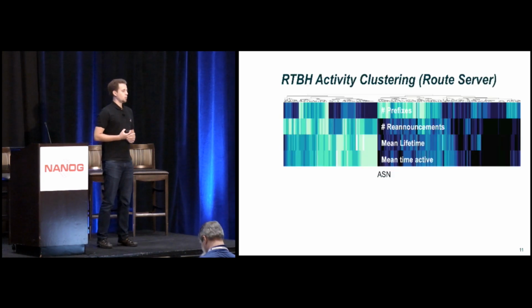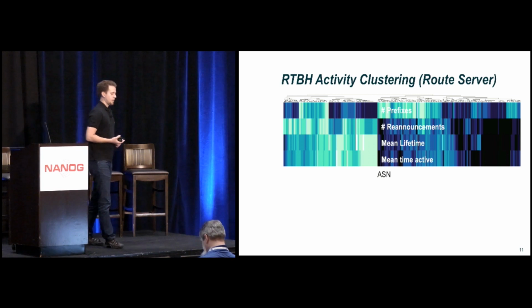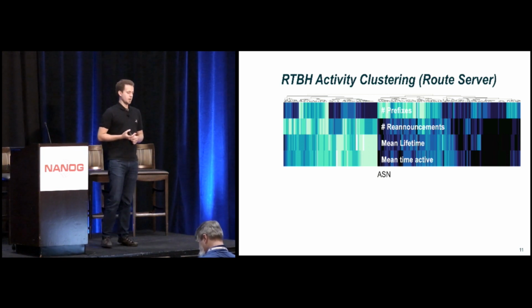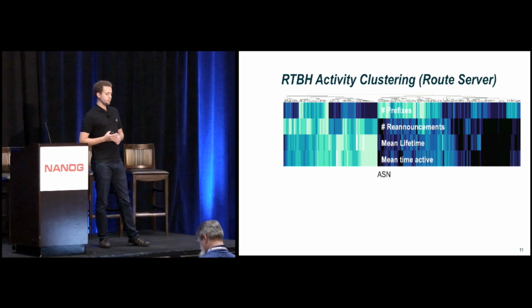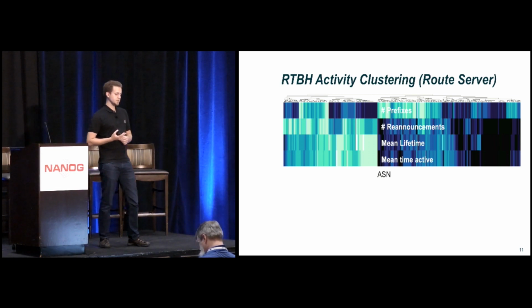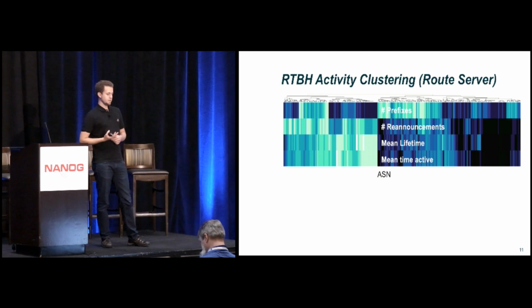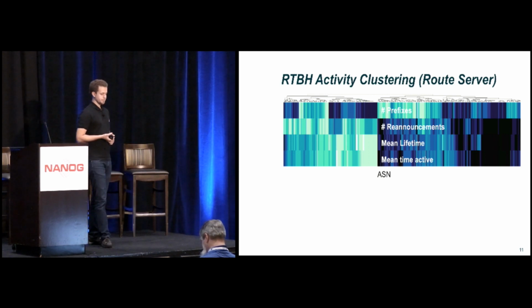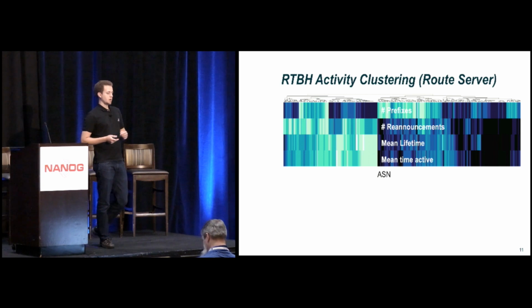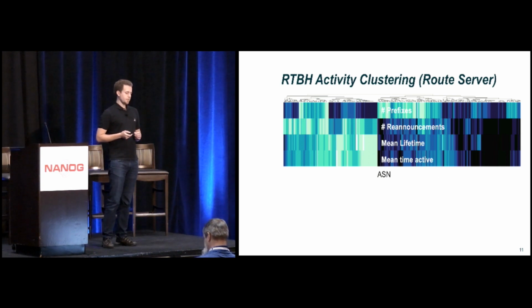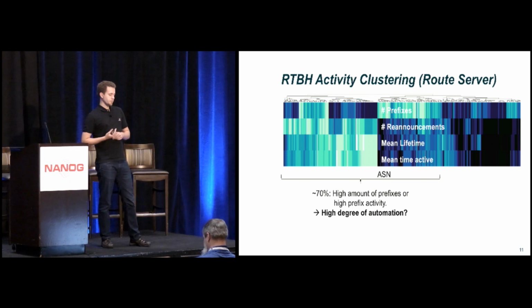And then I wanted to find out, is the activity that we're seeing automated or manual? So I performed a clustering. We have 4 dimensions here. We have the amount of prefixes at the top. We have the amount of re-announcements. We have the mean lifetime and the mean time active. The lighter colors denote that there is a high amount of activity in that dimension, and the darker colors denote that there's a lower amount of activity in that dimension.